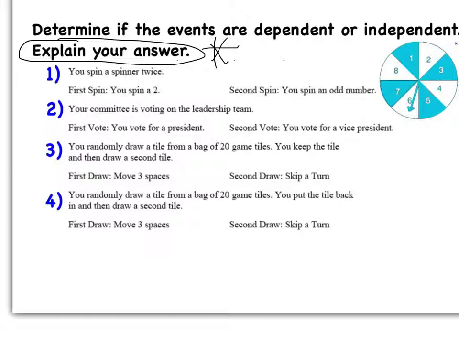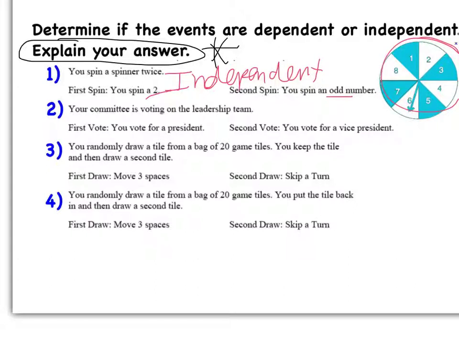All right, let's go ahead and check out our answers. Number 1, it says you spin the spinner twice. First we get a 2, and then the second we get an odd number. These are going to be independent because when we spin the spinner, the second time we don't change the numbers at all. It's still the same spinner.